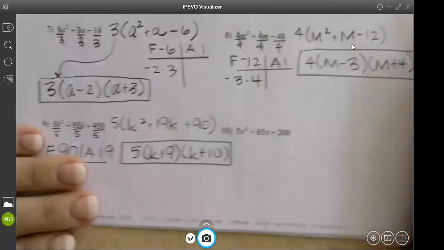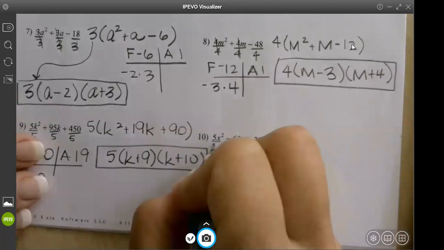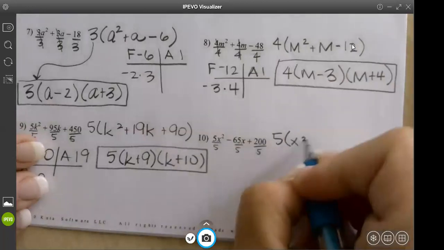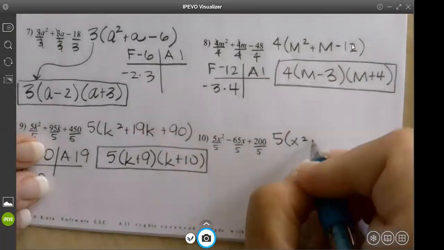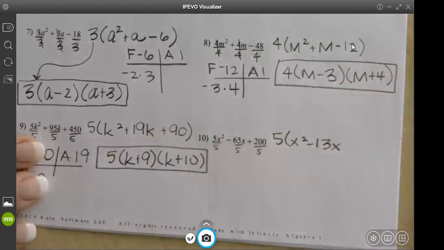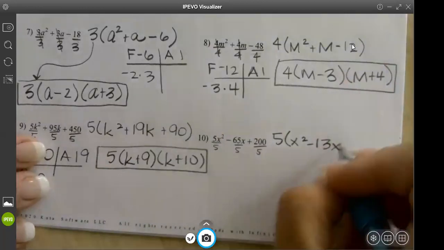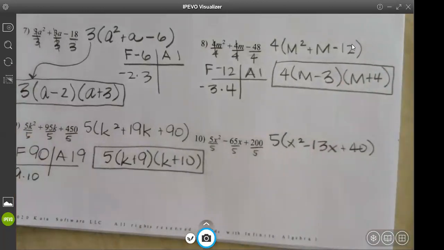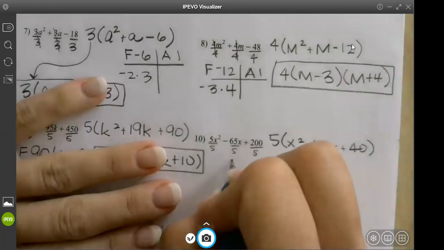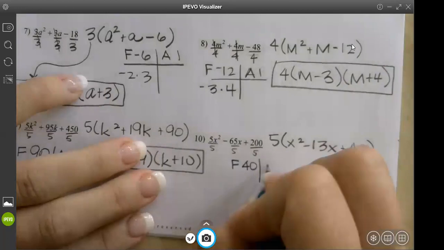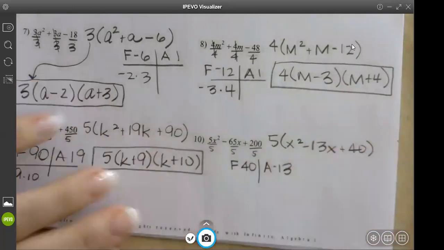What are we going to take out of number 10? Another 5, yeah. That leaves us with x squared. 65 divided by 5 is a negative 13x. We should not have our phones out or on. And then 200 divided by 5 is 40. Remember that we need factors of the last, so that would be a positive 40, that adds to the middle, which is negative 13.